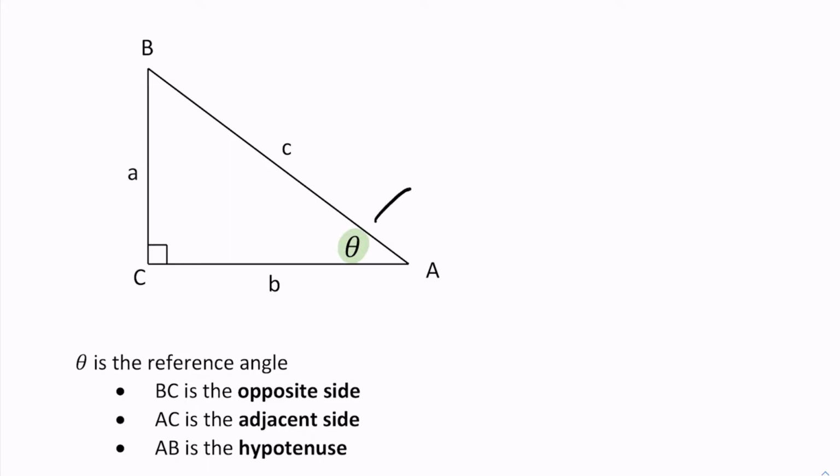That is just a fancy Greek letter. So we write it like this. We call that the reference angle. Now the reference angle can be anything but the 90-degree angle. So if I wanted, I could have theta up here, up here. But for our purposes, we're going to keep it down here in the bottom right-hand corner.